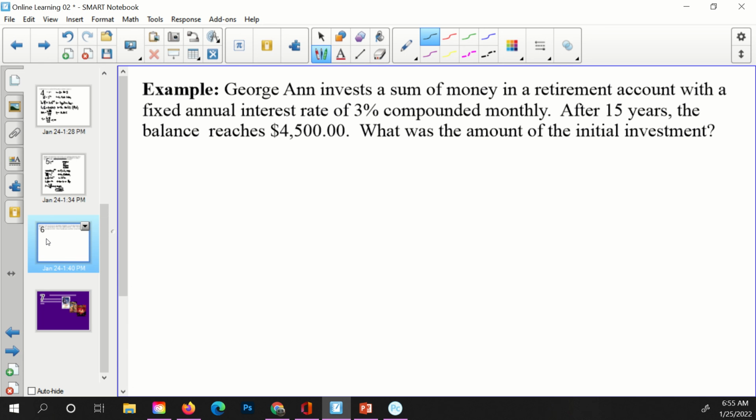All right, the final example for today. Georgianne invests a sum of money in a retirement account with a fixed annual rate of 3% compounded monthly. After 15 years, the balance reaches $4,500. What is the initial amount of the investment?